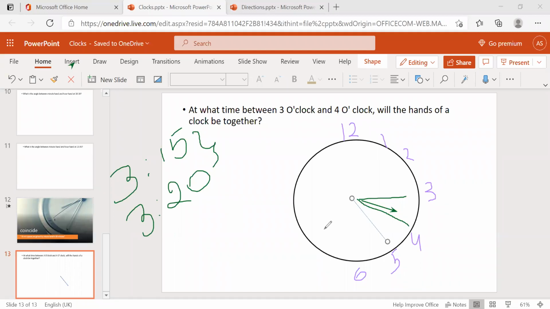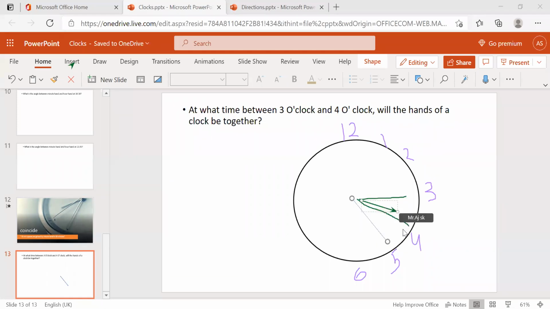Okay, leave this aside. Now we're going to solve this by using the formula first. What is that formula? We know that the formula is nothing but 30H minus 11/2 M equals the degrees. What's the degree when they coincide? Both are coinciding, then the degree will be 0, right? Now we know the degree.